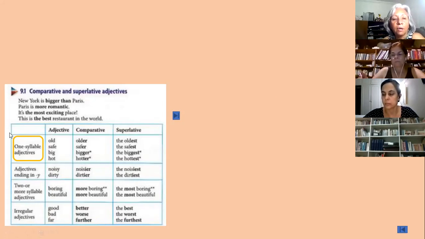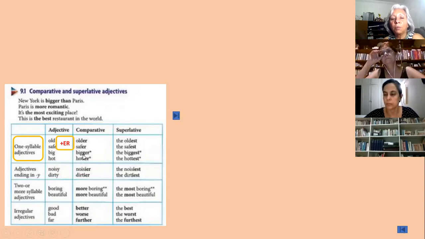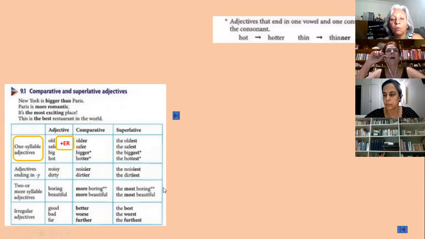So we have the comparative of one-syllable words like old, safe, big, and hot: older, bigger, safer, hotter. And the superlative follows the same rule. You put est in the superlative. If you have a double G, you have a double G in the superlative. If you have a double T, you have a double T in the superlative. Okay, Sirley?